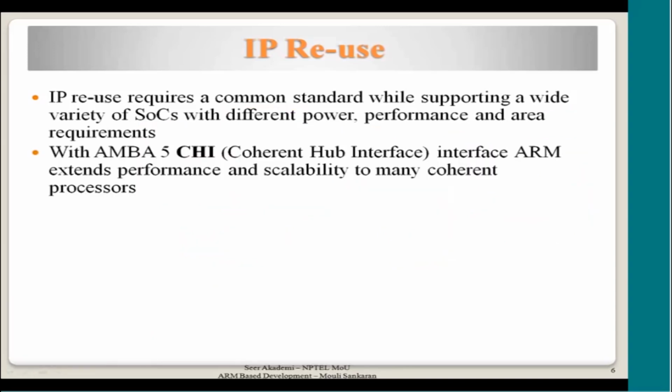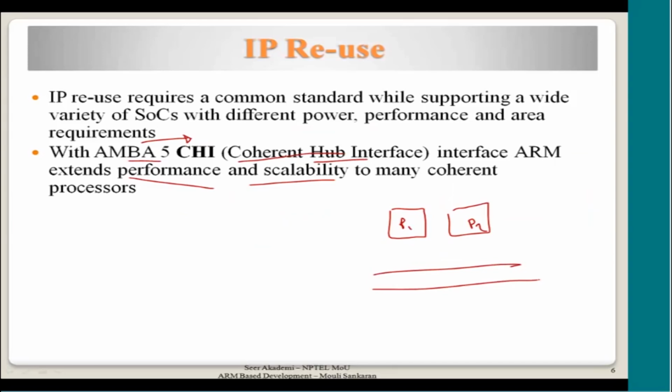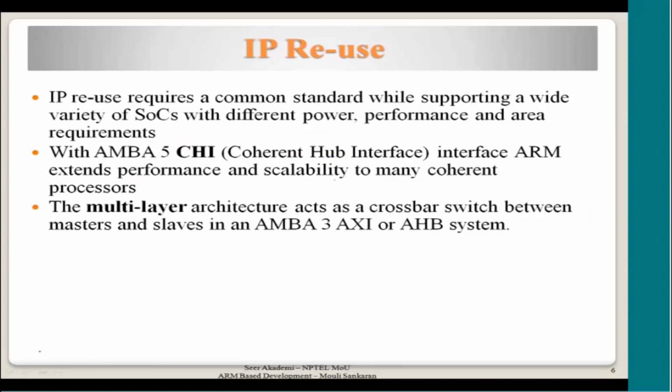And AMBA has a coherent hub interface, CHI, another standard, the AMBA 5 interface. That interface extends performance and scalability to many coherent processors. So it is not even restricted to only a single processor environment. Even in a multi-processor environment, this CHI, the next level of specification of AMBA, helps you in having multiple processors in the system. Okay, cache coherency: multiple processors will have their own cache, L1 and L2. Maybe the L2 cache may be common, then there should be cache coherency built into the product. So those kinds of features are to be supported, and CHI takes care of that.